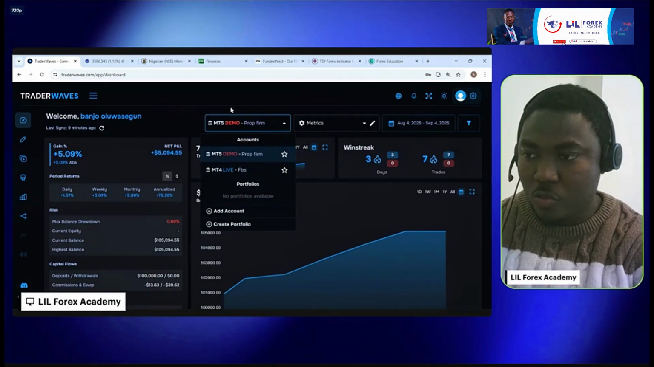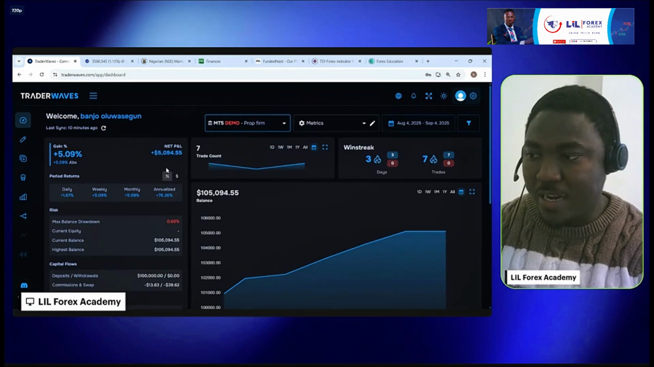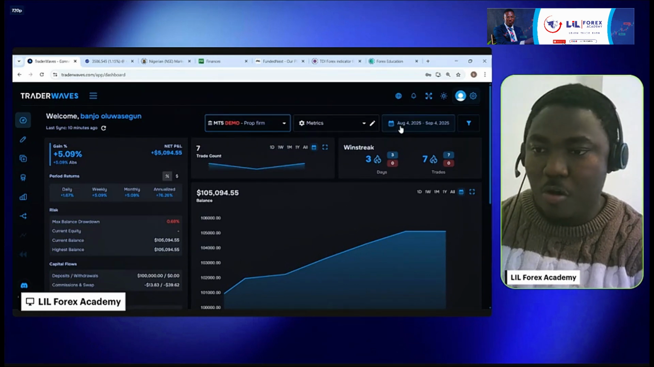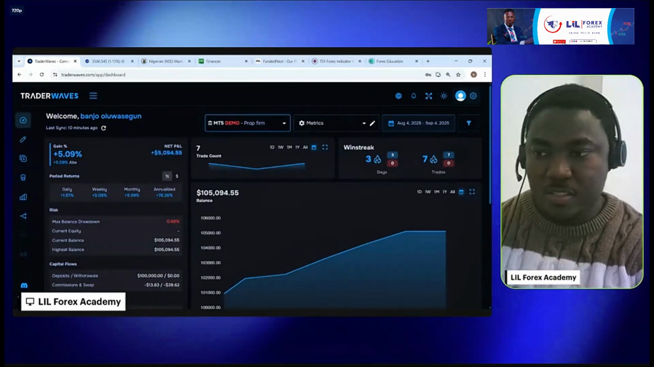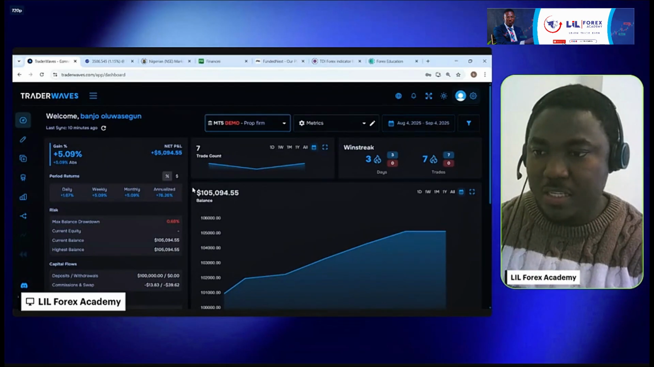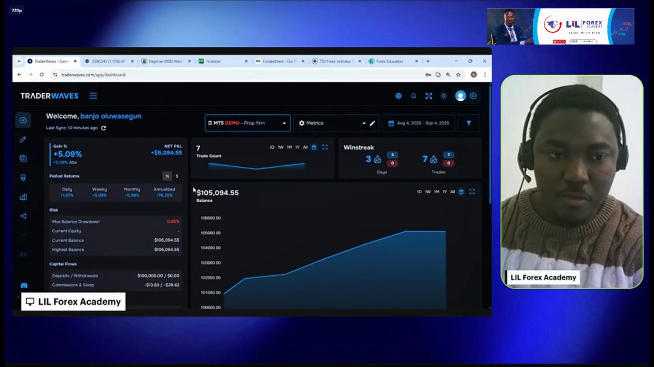Okay, so what you can see now is that it has analyzed my trades from August 4 to September 4. So that's the month of statistics, and everything that is used here is from my MT4 account.